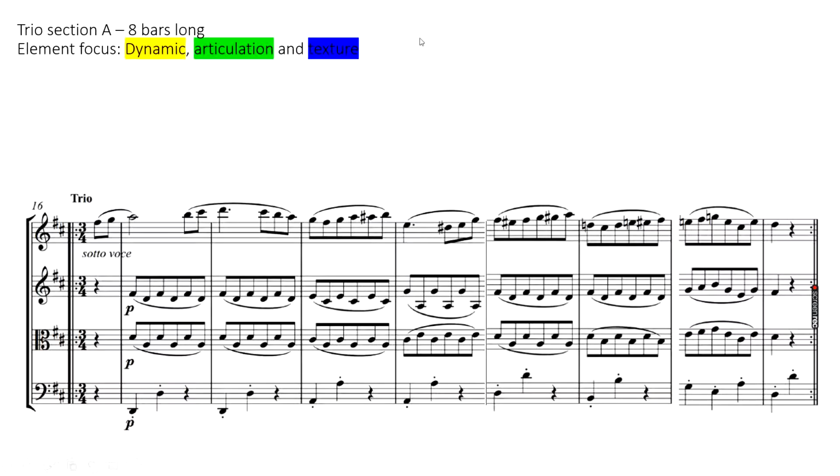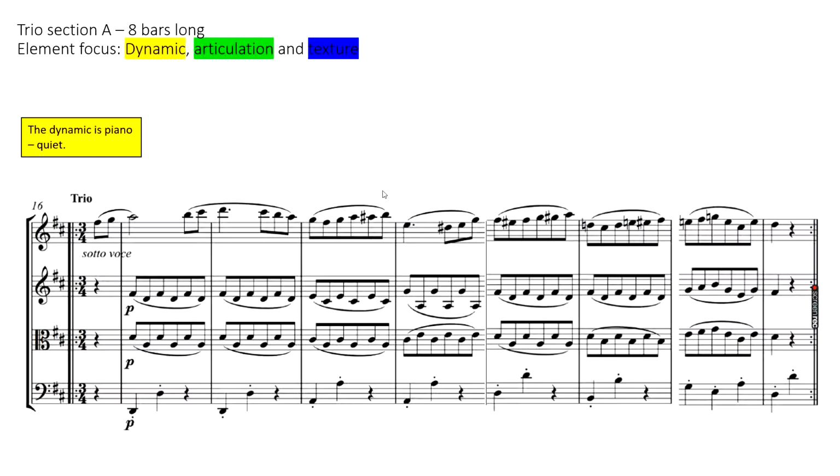We're going to be looking at section A of the trio, which is 8 bars long. We're going to start off looking at dynamics, articulation and texture. Dynamics means volume, articulation means how a note is played, and texture is the layers of sound.